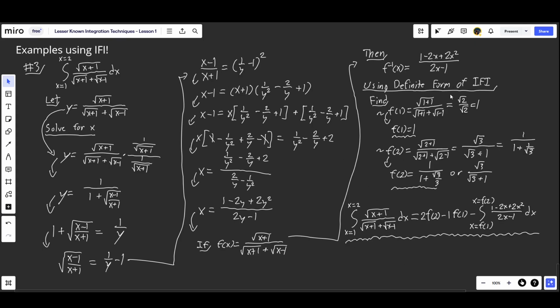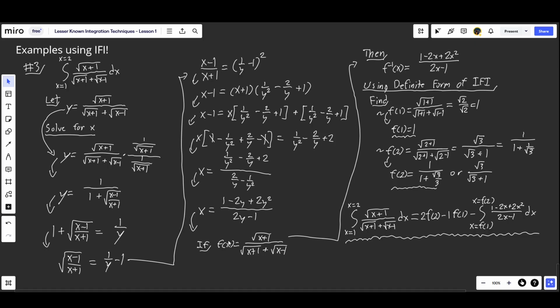Using the definite form of inverse function integration, we can set this definite integral equal to 2 times f of 2 minus 1 times f of 1 minus the definite integral of 1 minus 2x plus 2x squared over 2x minus 1 with respect to x from x equals f of 1 to x equals f of 2. We set f of x to be equal to the integrand, and if we plug 1 in here, then we see that f of 1 is equal to 1.